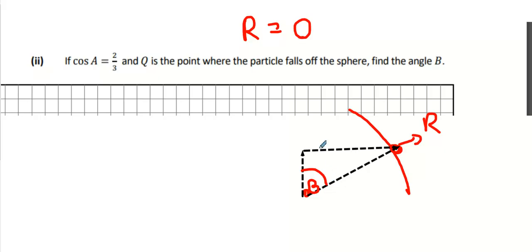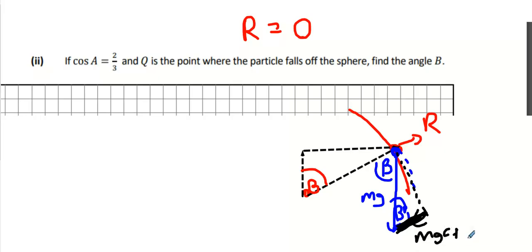Now, I'm going to resolve mg. Here's my mg going downwards. What can I say about this angle here? Right. What can I say about this angle here? B. Why? Huh? Alternate. Okay. Now, let's get this line here. See the line at the bottom, the black line I'm doing there? What do we think? mg cos B. Well done.